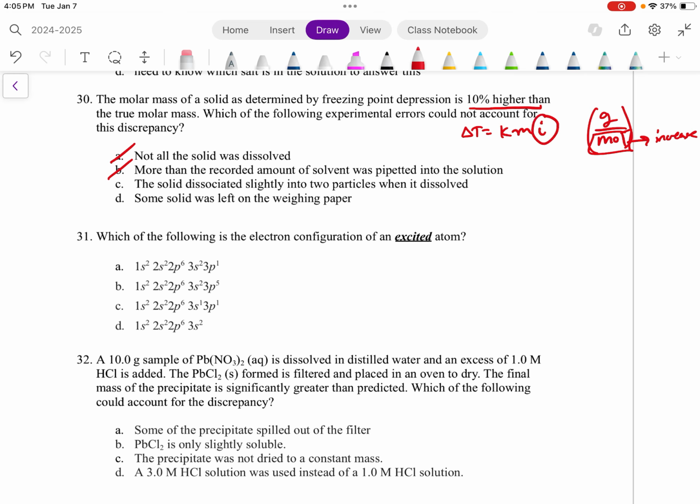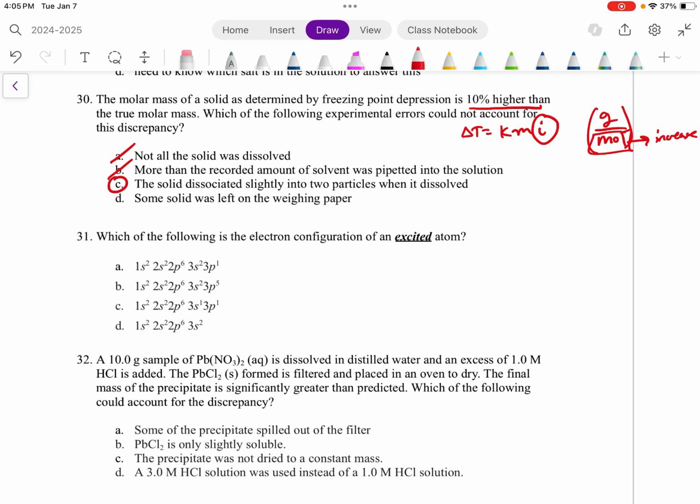Well, if you were assuming that I was 1, but it actually was like 1.5, then that would give you a false sense of what your moles were, and you would think that your moles was higher than it actually was. So this one should track, okay?